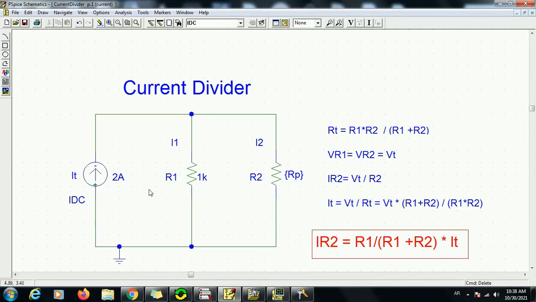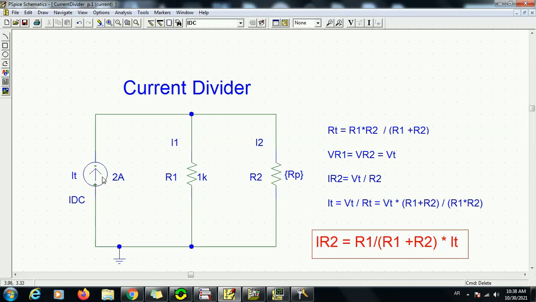As we can see in this circuit, the total current I total from this current source will go through this branch, and then at this node it will divide into I1 going through the resistor R1, and I2 in the resistor R2, and then they will join again at this node and come back here.